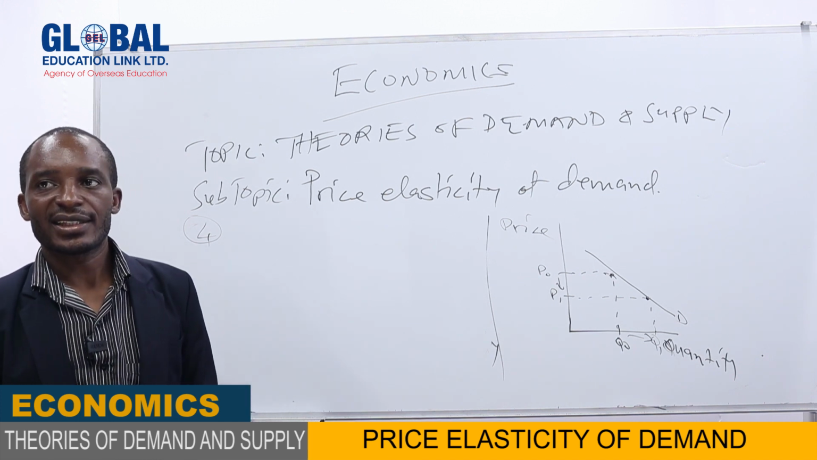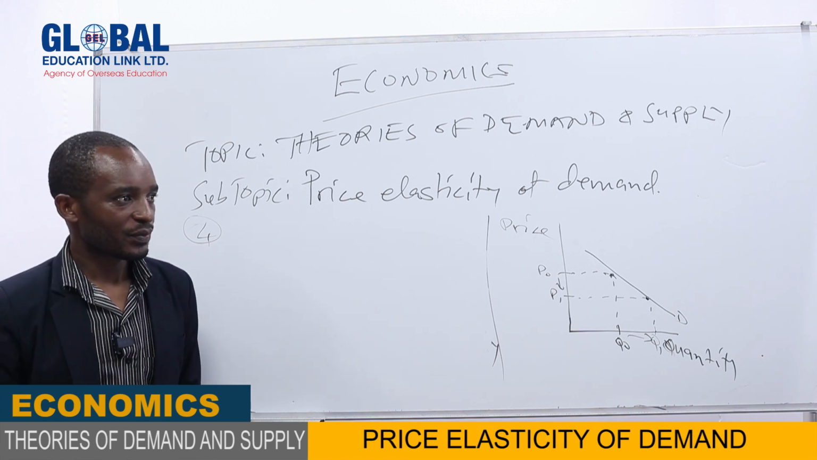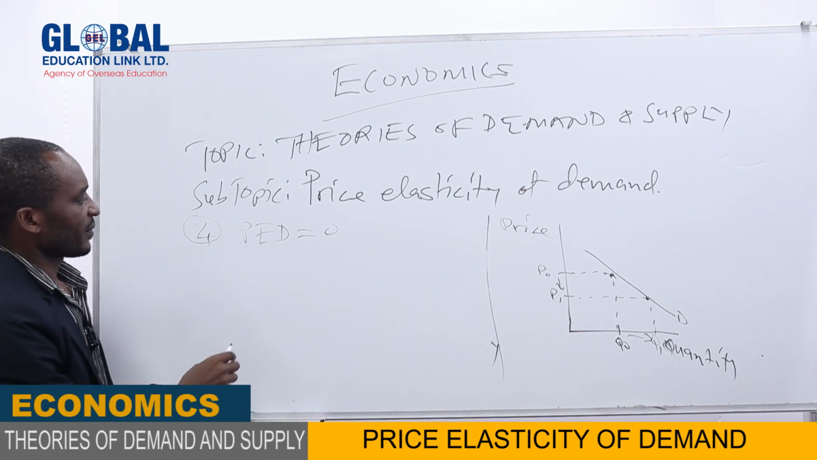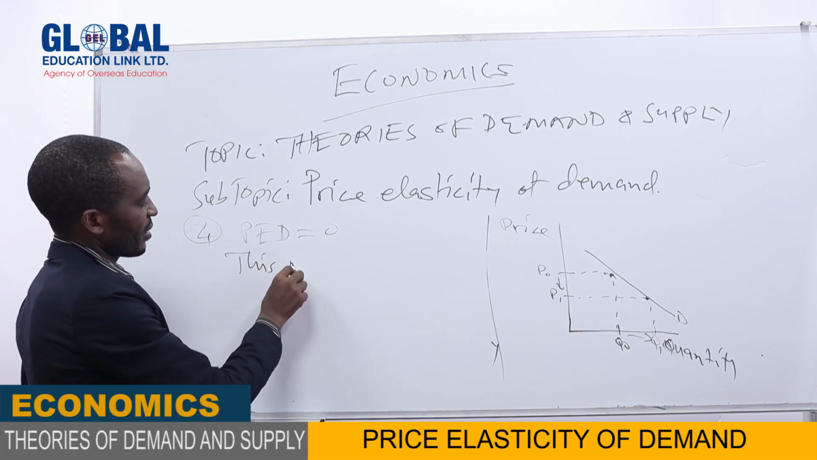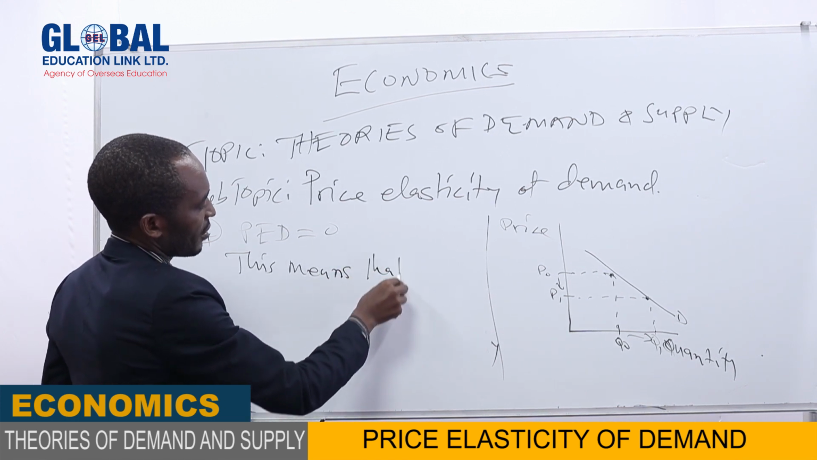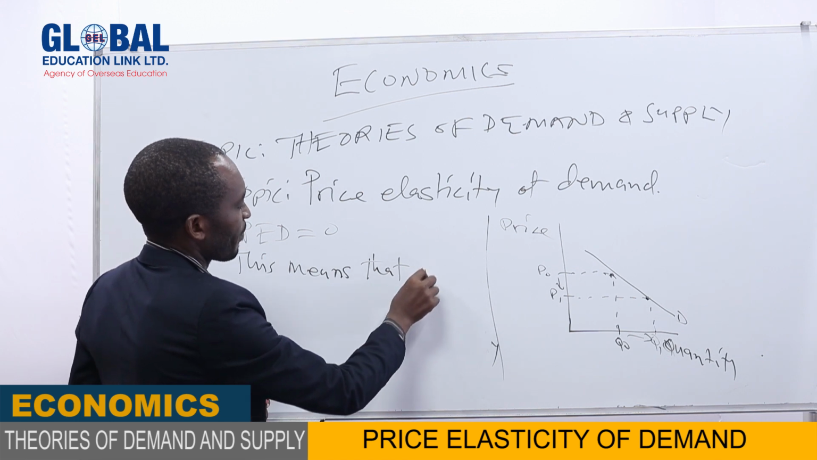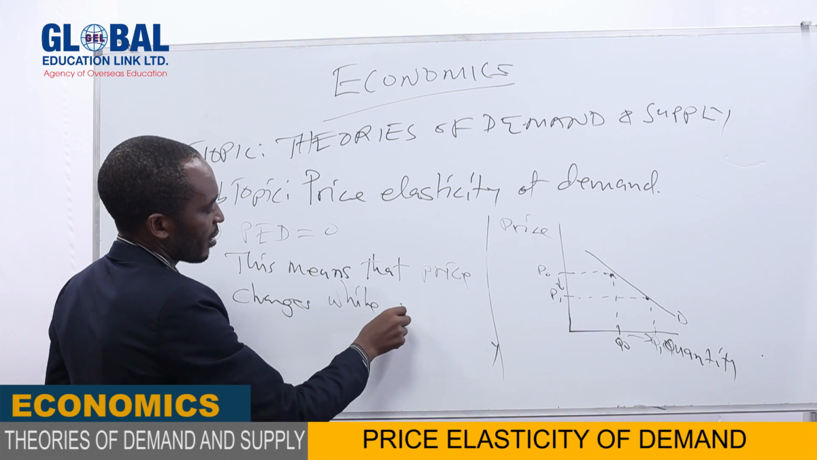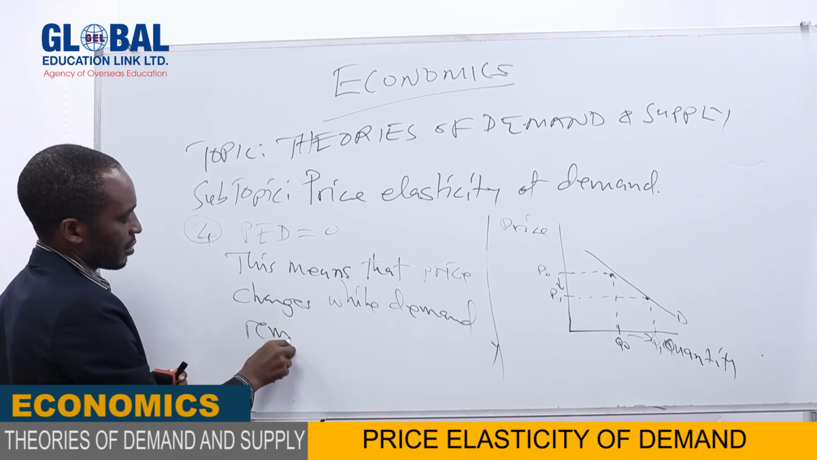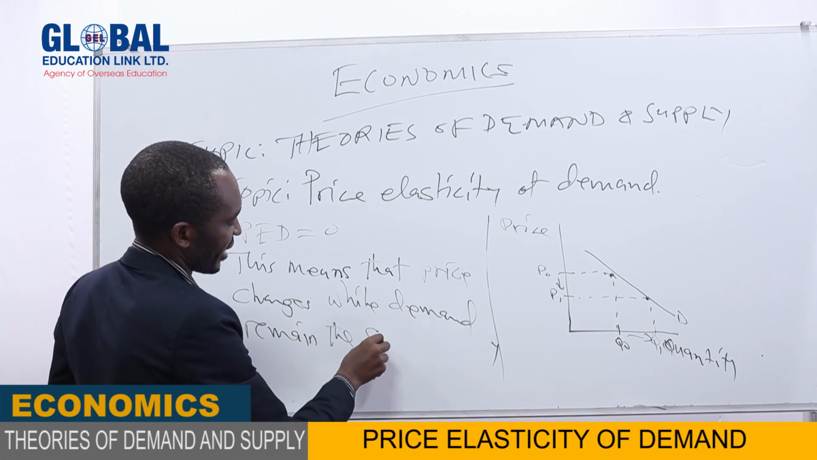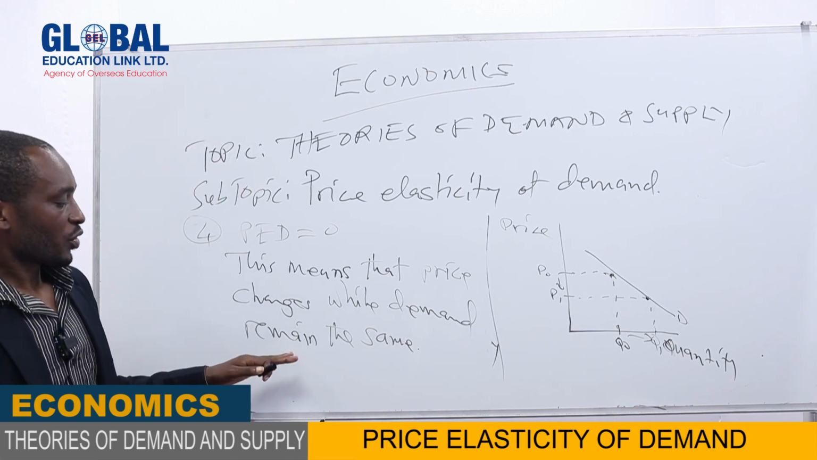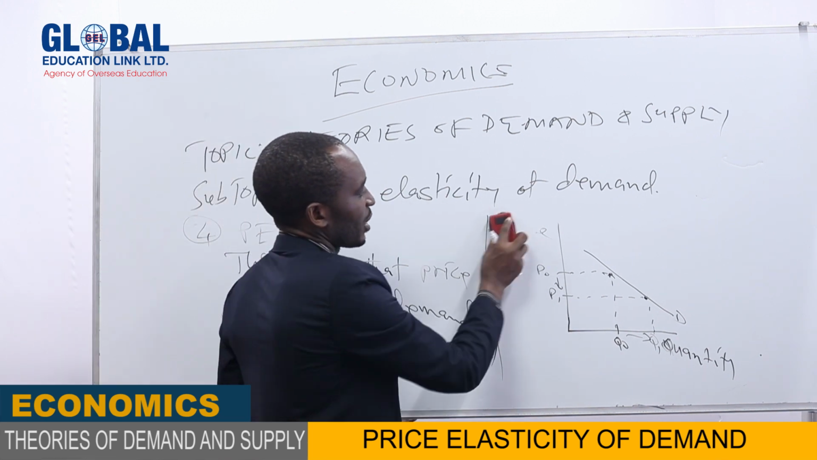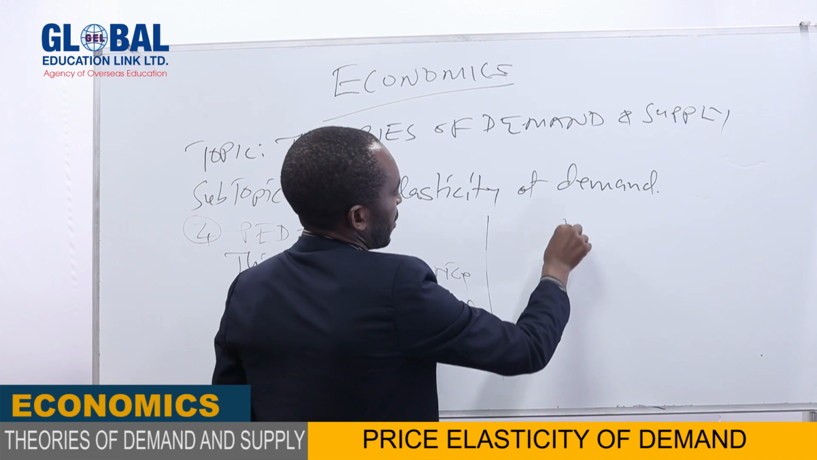Now for case 4, sometimes you can obtain a price elasticity of demand equal to 0. This means that price changes while demand remains the same. So if the demand does not change, when you find the difference it will be equal to 0. So graphically it will be like this one.